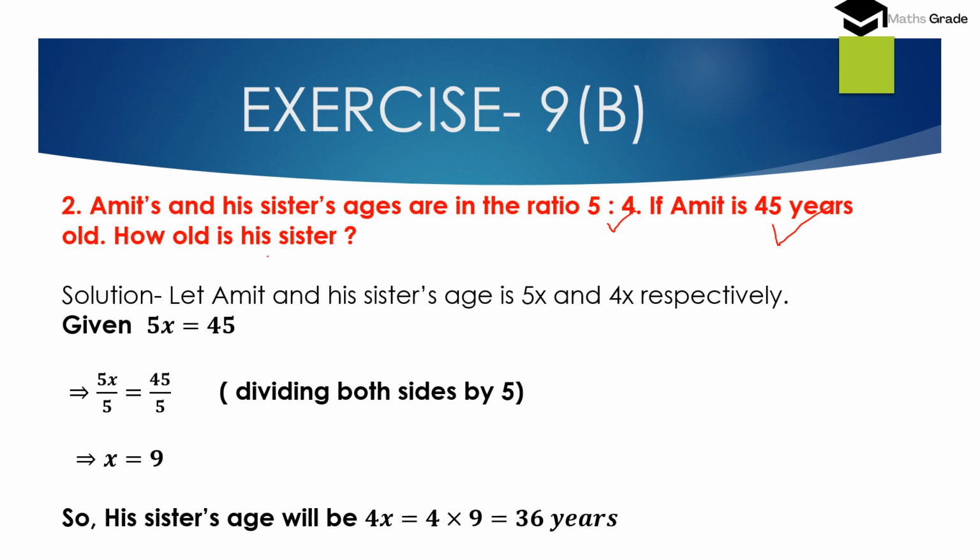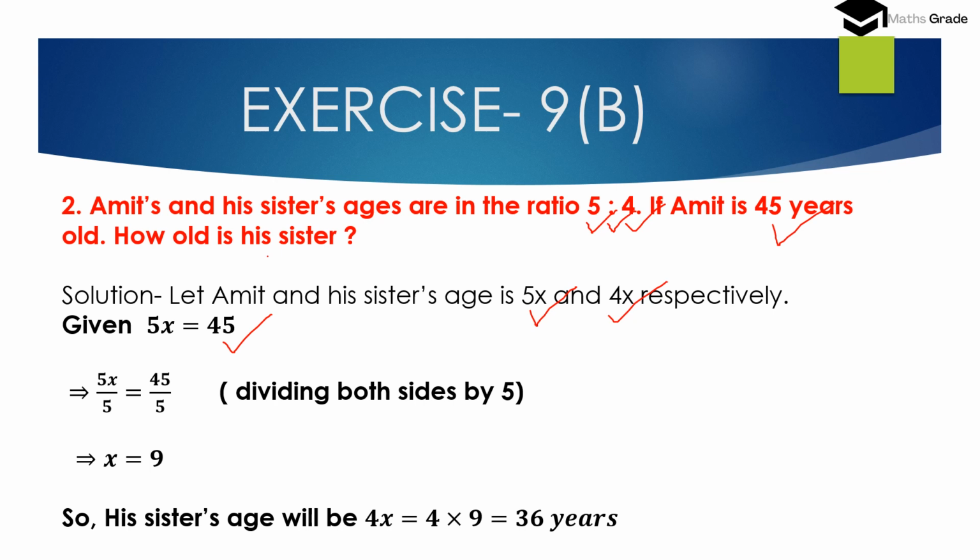Here Amit and his sister's ages are in the ratio 5:4. So Amit's age will be 5x and his sister's age will be 4x. If Amit is 45 years old, here Amit's age is given as 45 years. Amit's age is 5x, so 5x equal to 45 years.